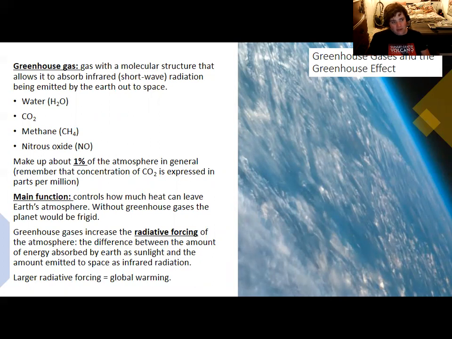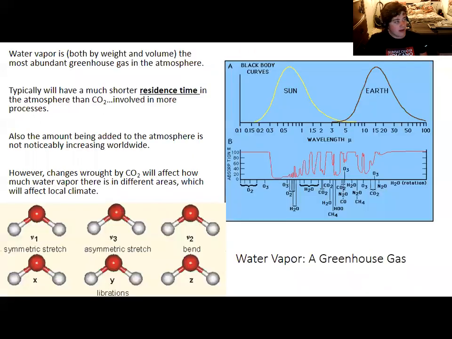The main function of greenhouse gases is to control how much heat can leave Earth's atmosphere. If we had no greenhouse gases whatsoever, so much radiation would escape that the planet would be frigid and uninhabitable. What greenhouse gases do is they increase the radiative forcing, and that is the difference between the amount of energy absorbed by Earth as sunlight and the amount emitted to space. If there are a lot of greenhouse gases, less energy will make it back out to space, and that will increase the difference and make a larger radiative forcing. So when people talk about the radiative forcing increasing, they are talking about global warming.